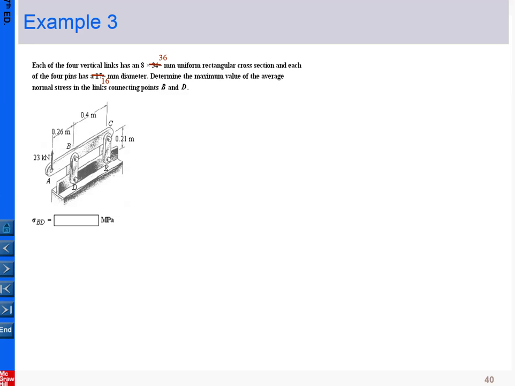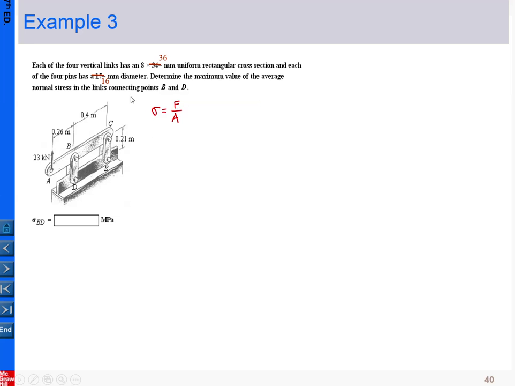Let's take a look at another example. In this example, we would like to calculate the average normal stress in bar BD. In this concept, the stress equals the magnitude of the force F divided by the cross-sectional area A.